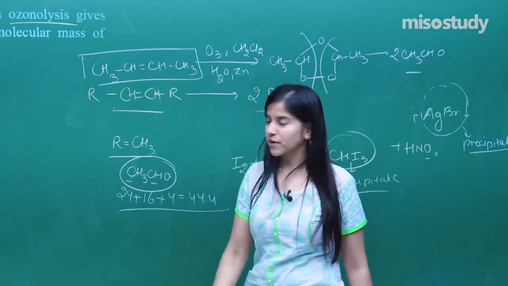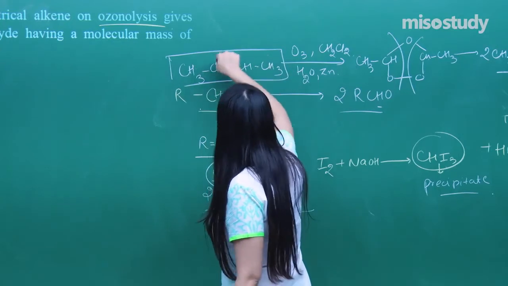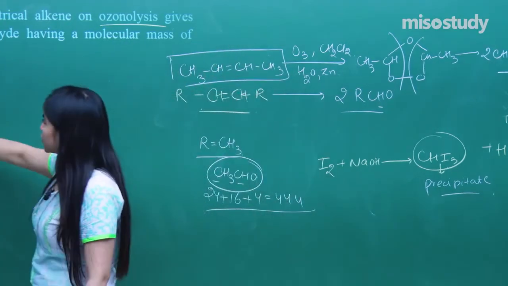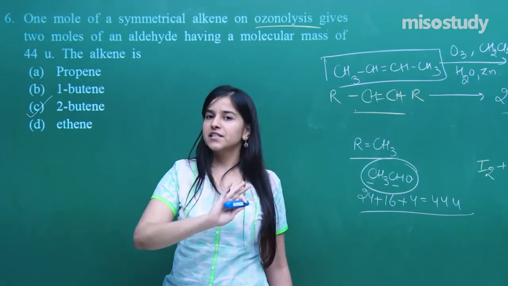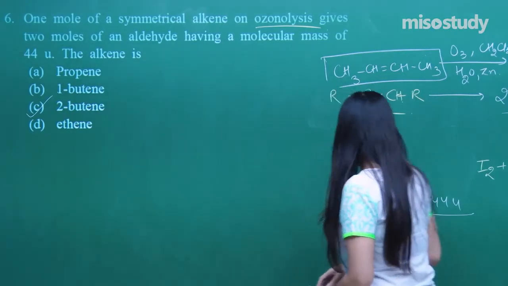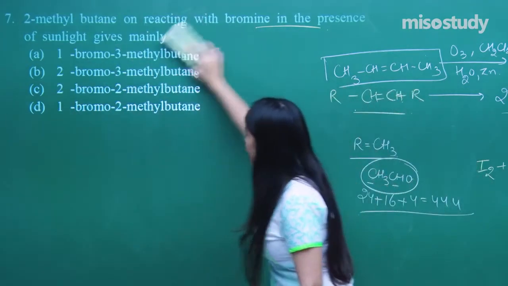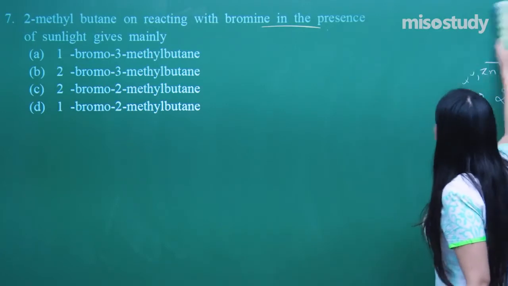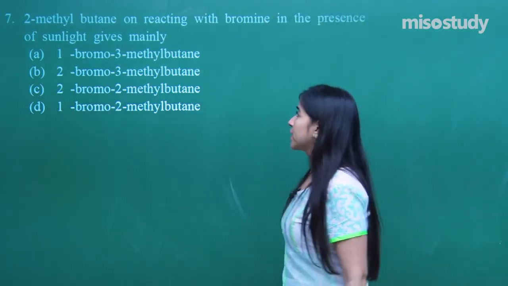I hope everybody is very clear to it. So what is this? This is but-2-ene, 2-butene is the answer. C is the answer. I hope everybody is clear with the concept. Let us just move on to the next question. What does it say? 2-methylbutane on reacting with bromine in the presence of sunlight gives mainly.